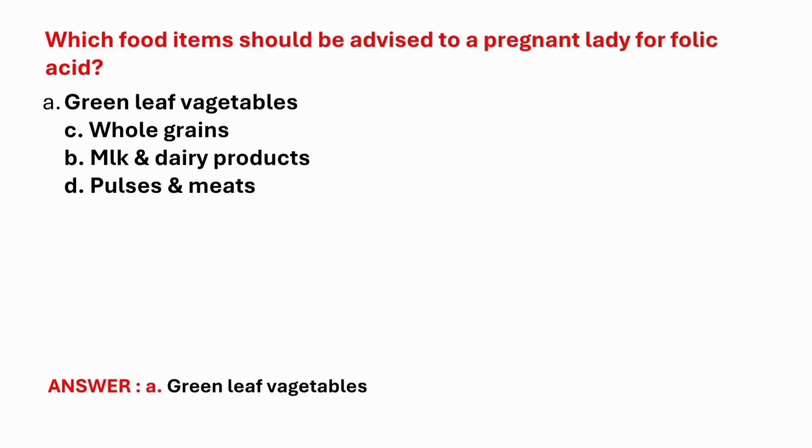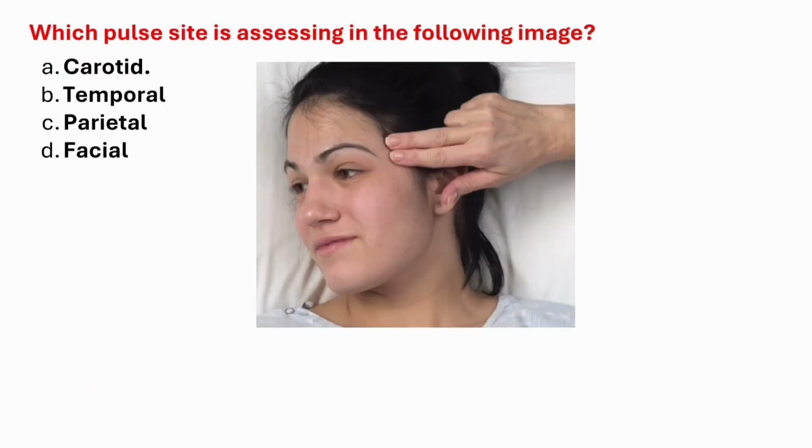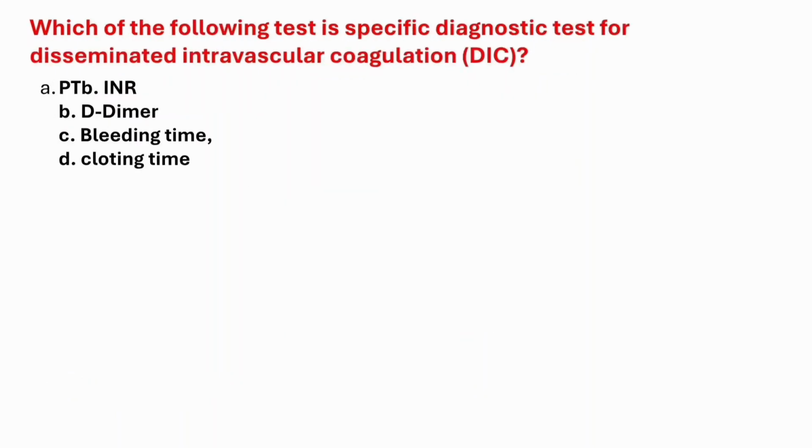Green leafy vegetables. Which pulse is being assessed in the following image? A. Carotid. B. Temporal. C. Parietal. D. Facial. The correct answer is B. Temporal. Which of the following tests is the specific diagnostic test for disseminated intravascular coagulation? A. PT-INR. B. D-dimer. C. Bleeding time. D. Clotting time. The correct answer is B.